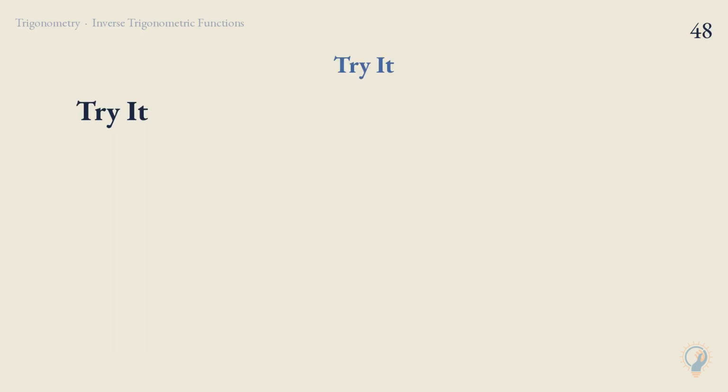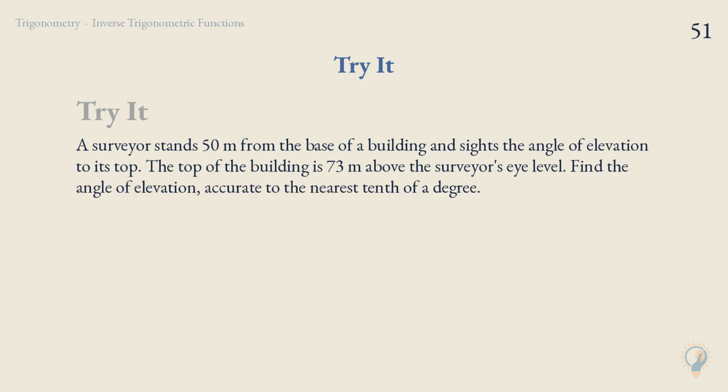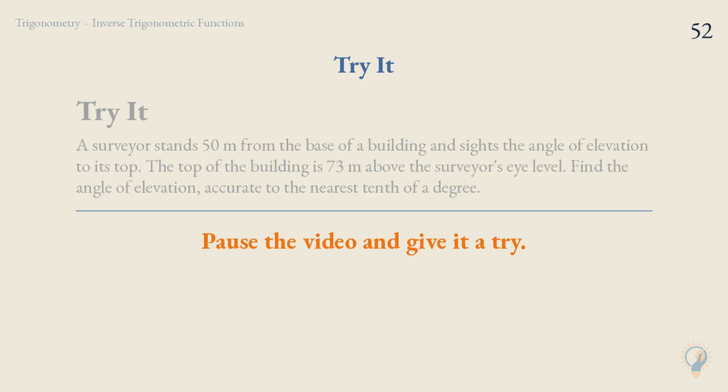Try it. A surveyor stands 50 meters from the base of a building and sights the angle of elevation to its top. The top of the building is 73 meters above the surveyor's eye level. Find the angle of elevation, accurate to the nearest tenth of a degree. Pause the video now and work it through.